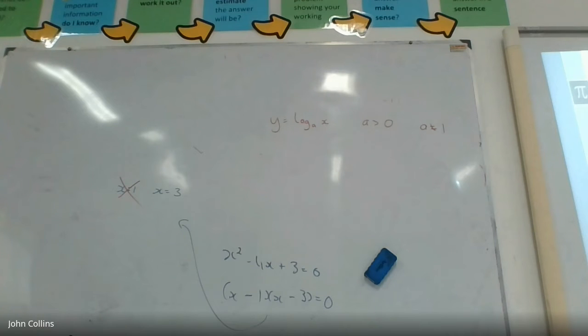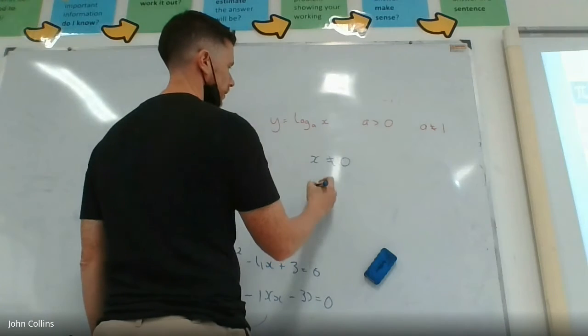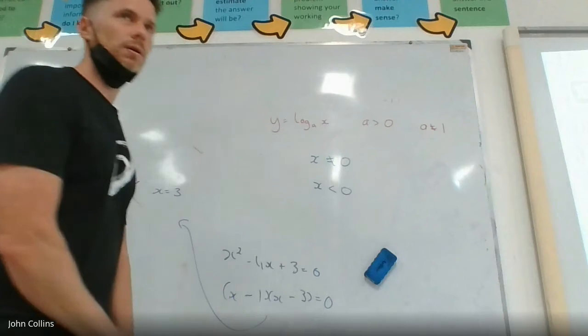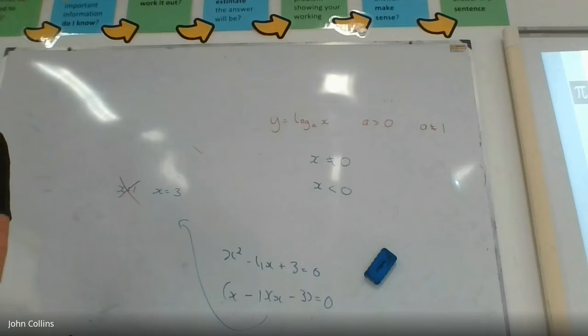Okay, what can X be? What input values are allowed? Can X be 0? No, for the same reason it was illegal in the other one. Okay, X cannot be 0. We'll just take a note of that. Can X be less than 0? Why not? Because you can't get a negative answer. If you're squaring, over there.